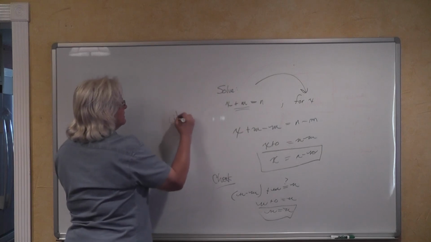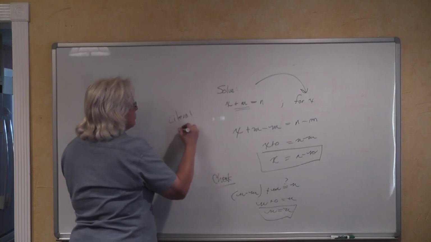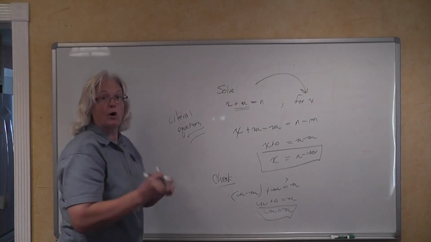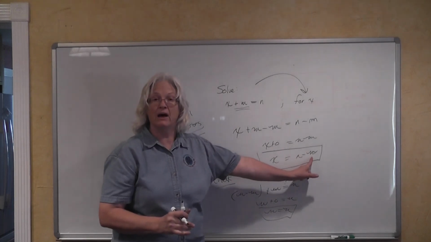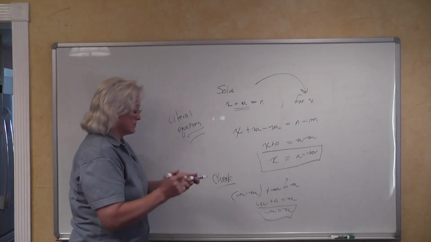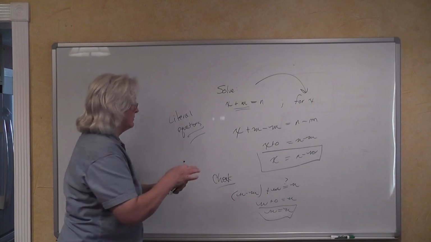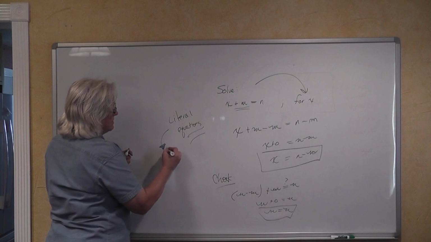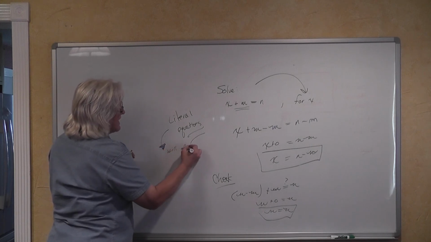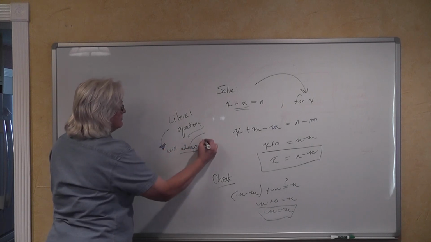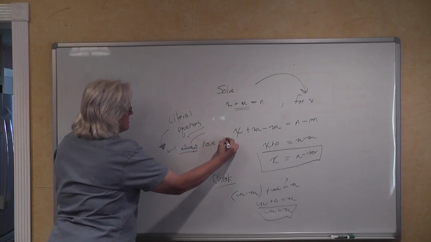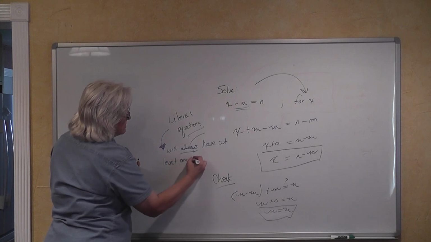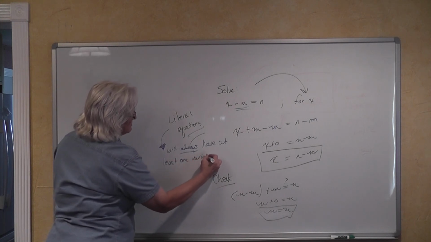These are what they call literal equations. And literal equations are always going to have a variable in the answer. So let me put that here. We'll always have at least one variable in the solution.